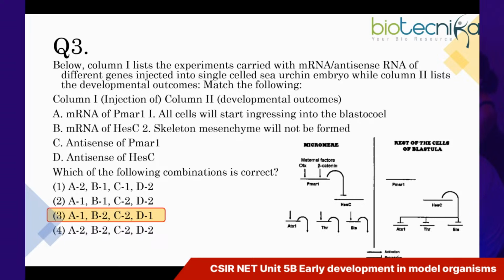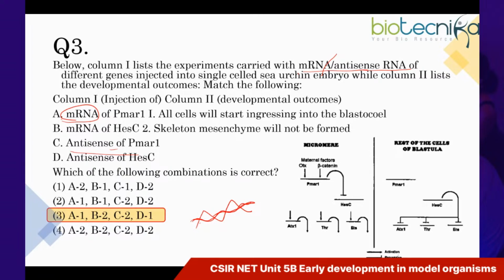Column 1 lists the experiments carried out with mRNA or antisense RNA. Now, mRNA means what? That it is present. Antisense means what? It is not present, because antisense is blocking the actual mRNA. So that's why the mRNA is not active. This is the concept you need to know from unit 3.